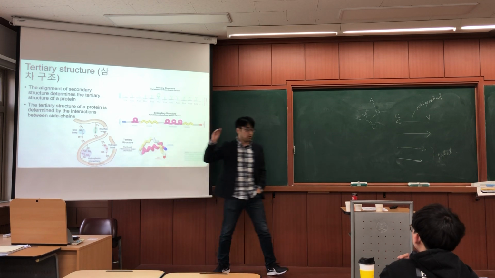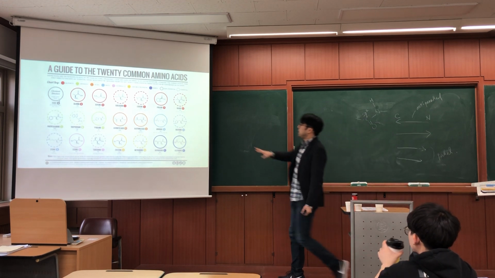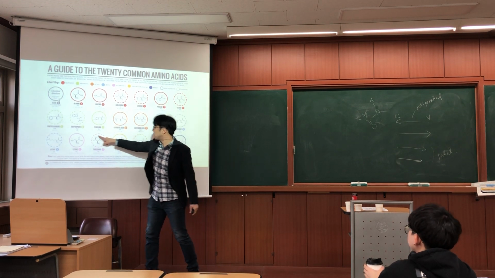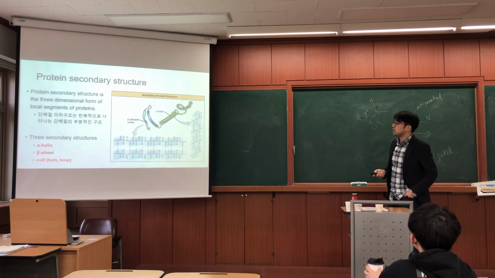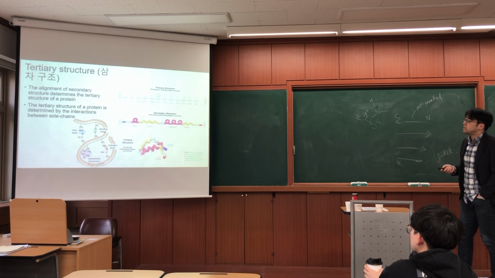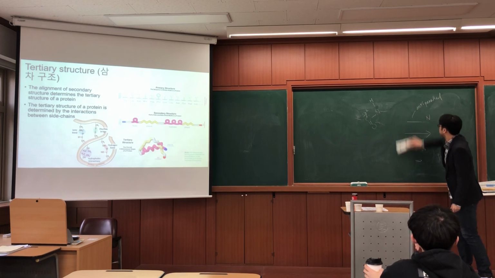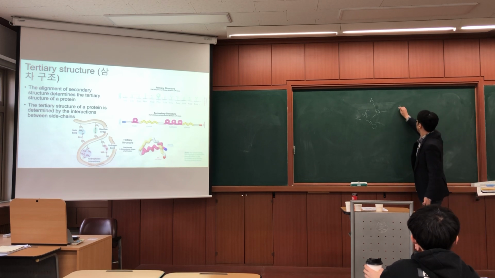First, as you can see from the amino acids, many amino acids are polar. Many of these R groups are polar, so they can form electrostatic interactions, or they can form hydrogen bonds, or sometimes they also have hydrophobic interactions. The hydrophobic interaction means, for example, let's look at alanine.